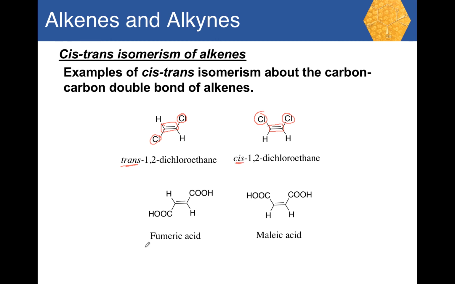Here's one that you are familiar with from biology. Here is the double bond, and we have a carboxylic acid group and another carboxylic acid group that are on opposite sides. If they are on opposite sides of the double bond, that molecule is fumaric acid. If they are on the same side of the double bond, that molecule, which has the same molecular formula, is maleic acid. So these are isomers, and of course, as you know from biology, the body can recognize these isomers as different.